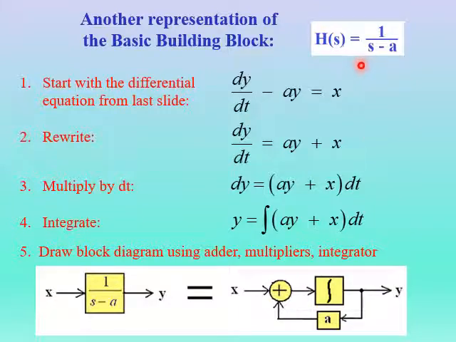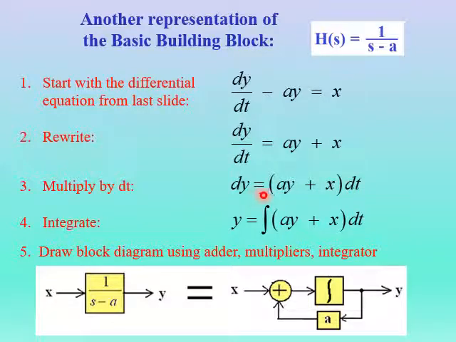So if we start with our differential equation that we got on the last slide, dy/dt minus ay equals x, what I'm going to do is, again, rewrite this. I'm going to put the derivative term dy/dt by itself on the left. I'm going to move this ay over to the right side. And then we can do a little trick here. We can multiply through every term by dt.